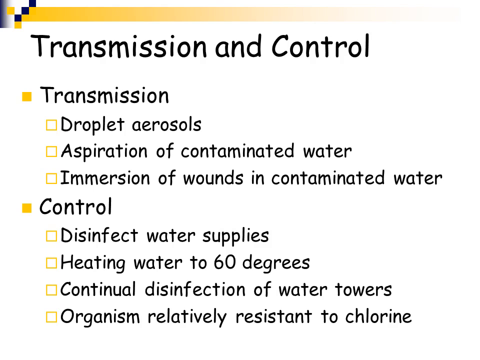So the best control for this organism is to disinfect the water supplies, heating the water to at least 60 degrees, and continual disinfection of air conditioning water towers in big buildings such as conference rooms and hotels. And the organism itself is relatively resistant to chlorine, so you have to use other types of disinfectants.